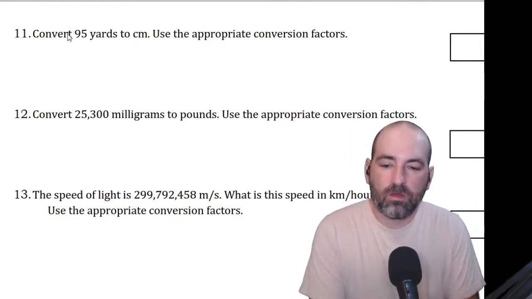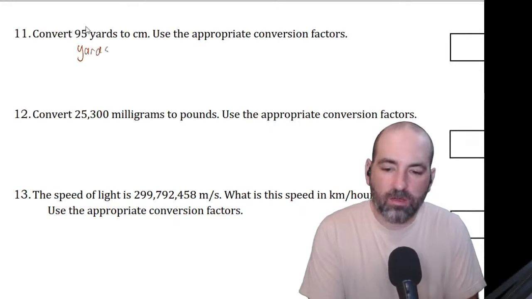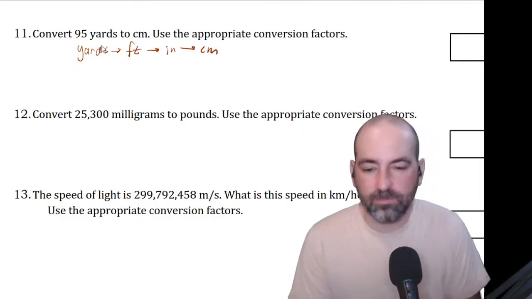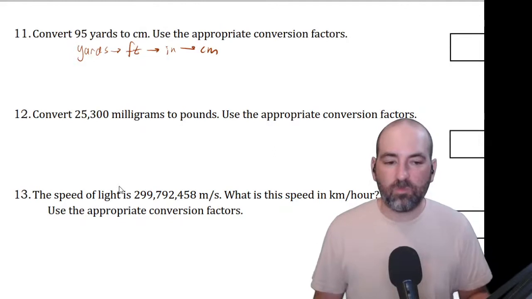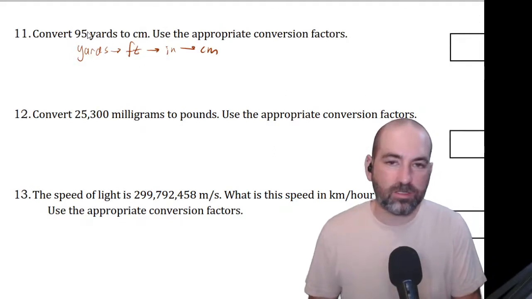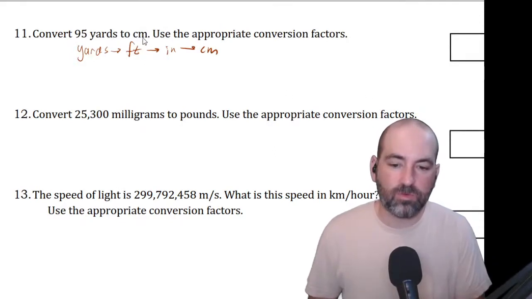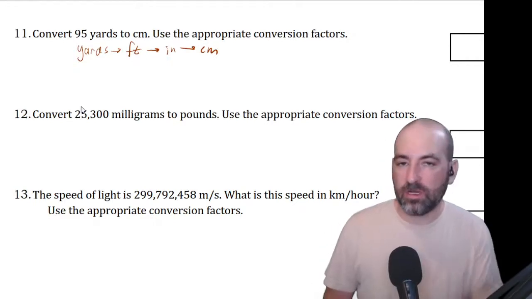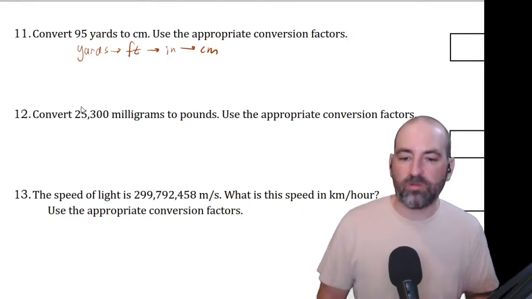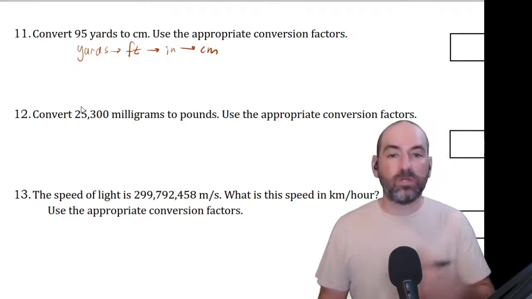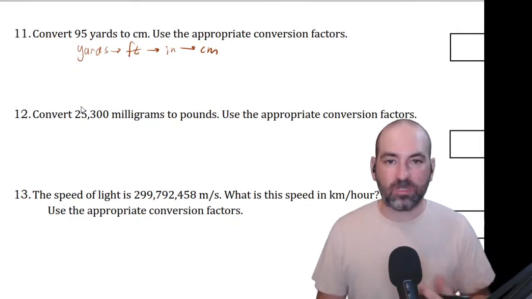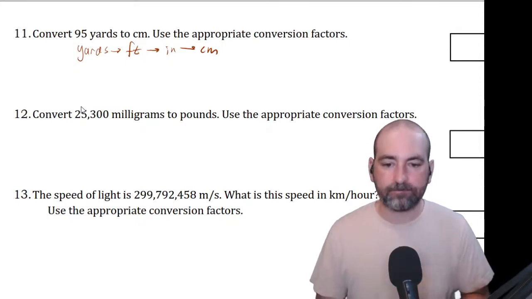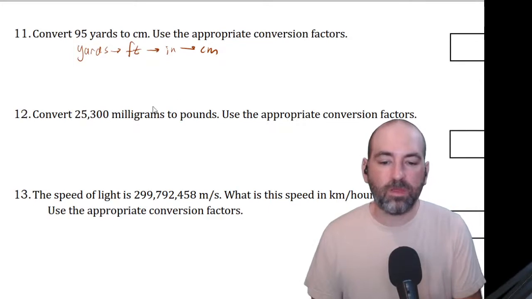So when you do this, try going yards to feet to inches to centimeters. And the reason for that is we might know how many feet are in a yard, it's 3, how many inches are in a foot, 12, and then how many centimeters in an inch, we just learned that, 2.54. So you can do just what we did before, but you're going to have an extra step, an extra fraction in there. Same thing here, milligrams to pounds.